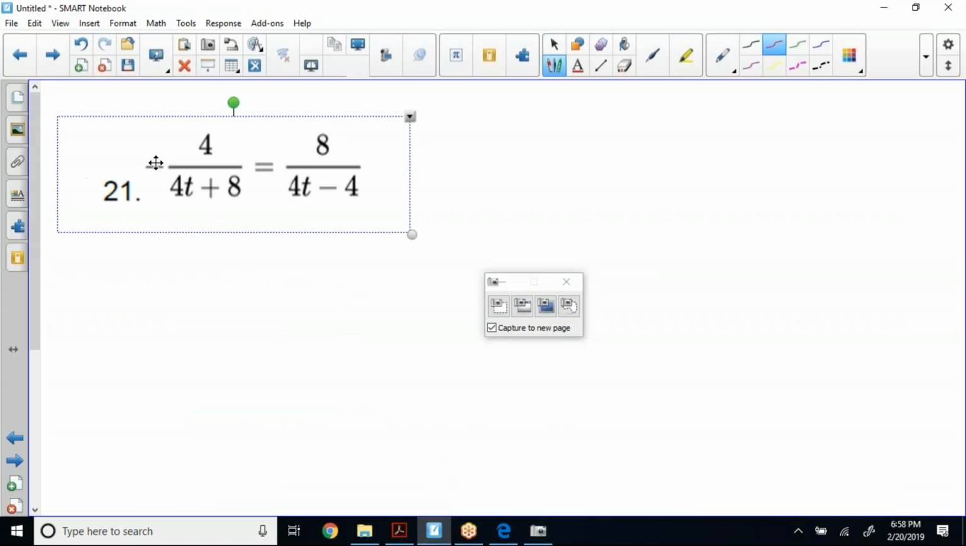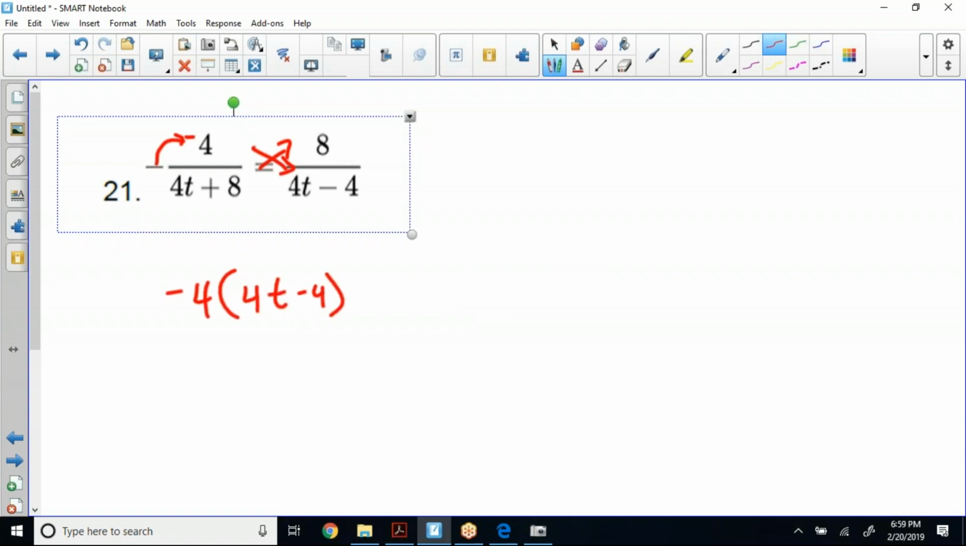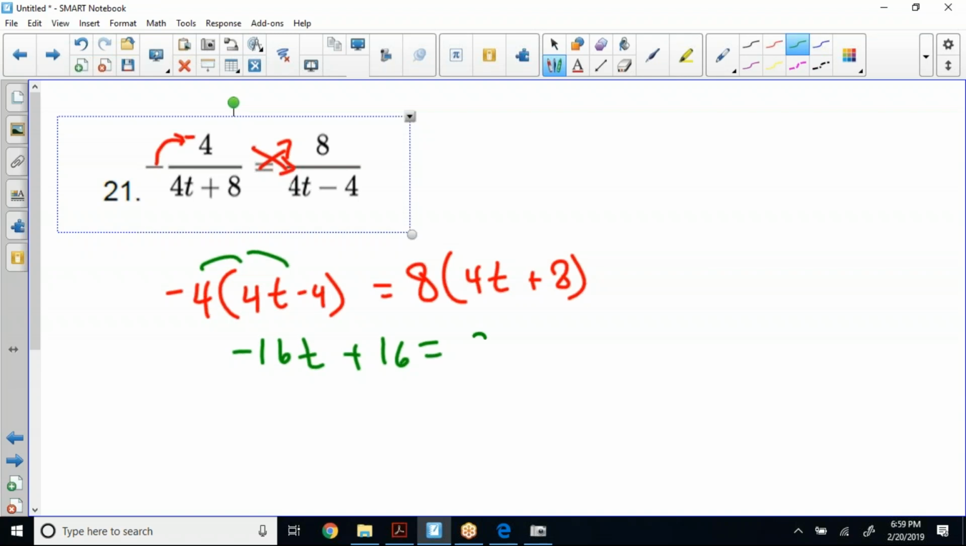Okay. First thing I'm going to do is I'm going to take that negative up here. Right up there, right? Okay. And I've got a fraction equal to a fraction, guys. Cross multiply. That's negative 4 times 4t minus 4 equals 8 times 4t plus 8. And then I'm just going to distribute. That's negative 16t plus 16 equals 32t plus 64.